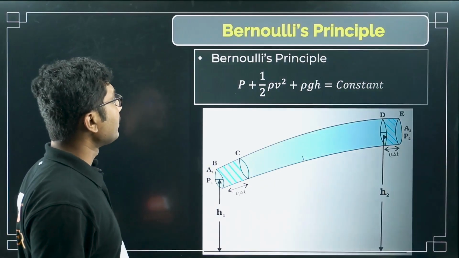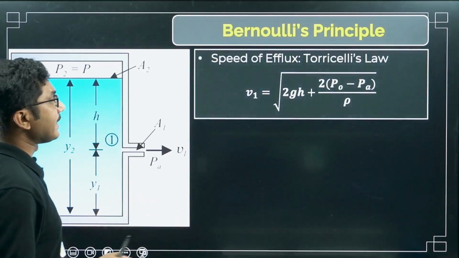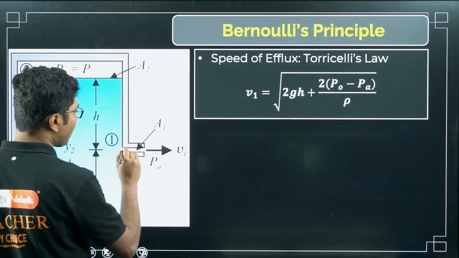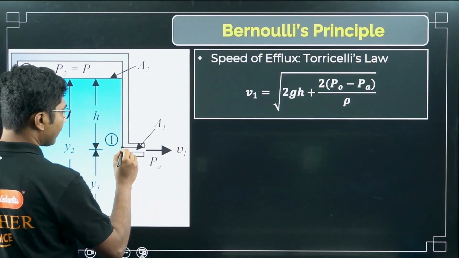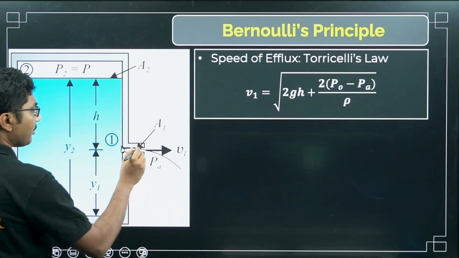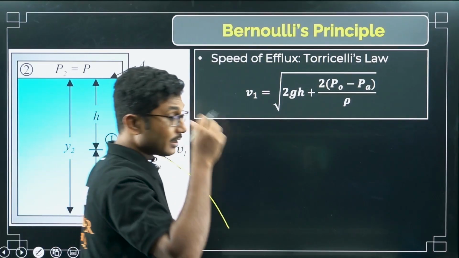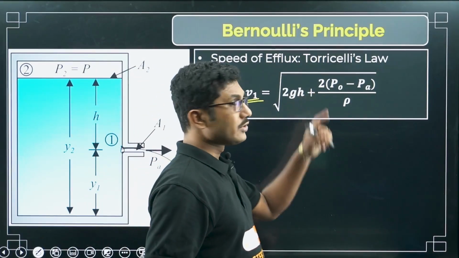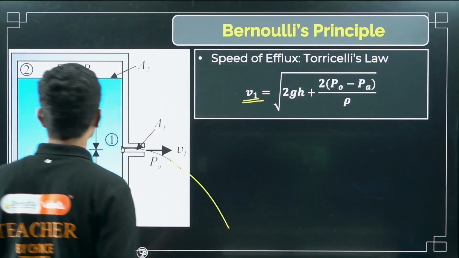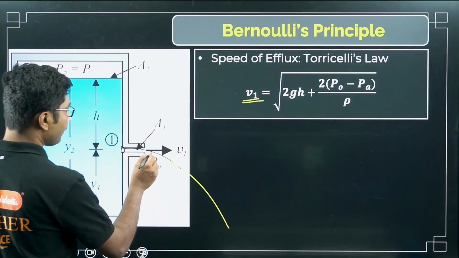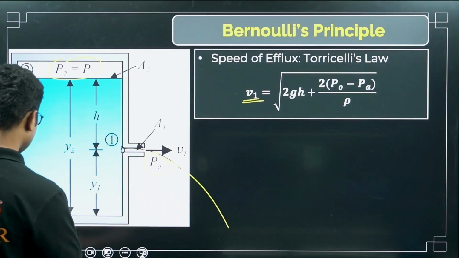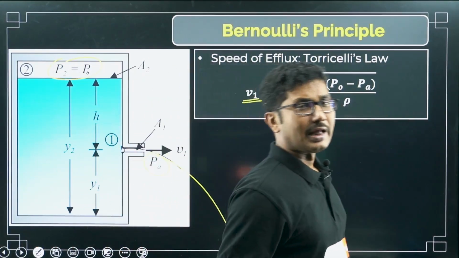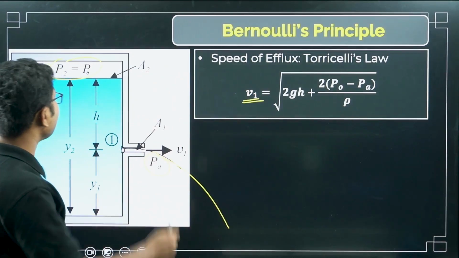Right now, let's move on to the next part, speed of efflux, in the case of Bernoulli's principle. What is the meaning of speed of efflux? We have a closed container, and some fluid is coming out of a hole, and we are trying to measure the speed of this fluid coming out. The speed of the fluid coming out of this hole is given by the square root of 2gh plus 2 times (P outside minus P atmosphere) divided by rho. Here this is P atmosphere, this is P2 or P0, whatever pressure is here. So this is the expression for speed of efflux when the container is closed.